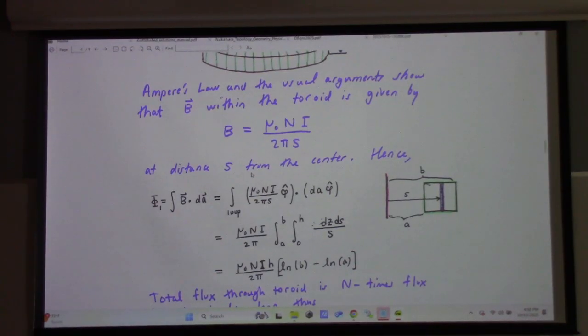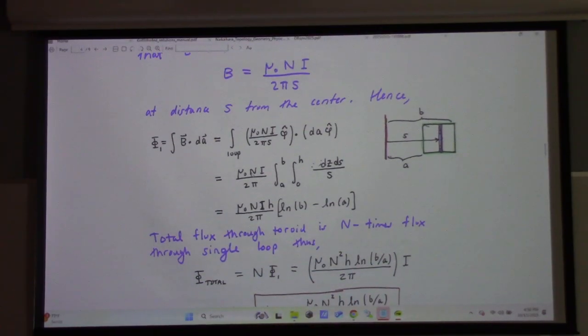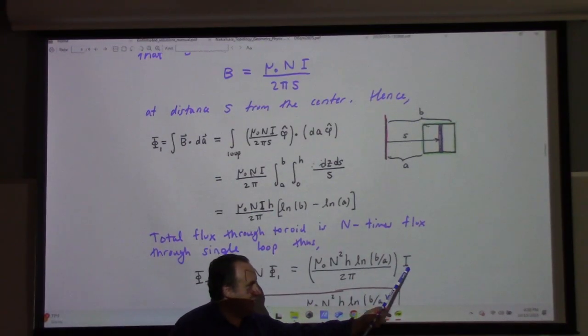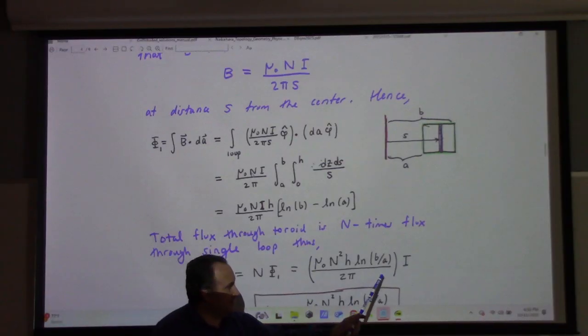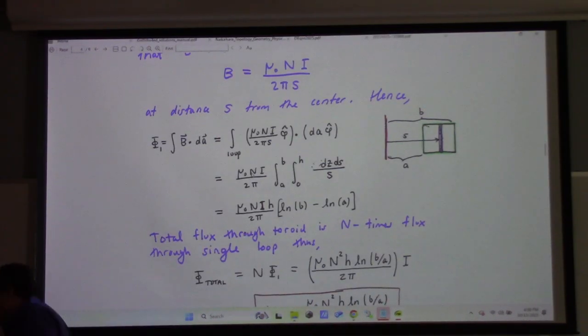And by the way, we're trying to calculate the self-inductance of a toroidal coil at the moment. So phi total is N times phi 1, which gives us this. Well, that's the proportionality constant times I. That's merely geometric. This is the self-inductance of the toroidal coil. All right? So that's that.